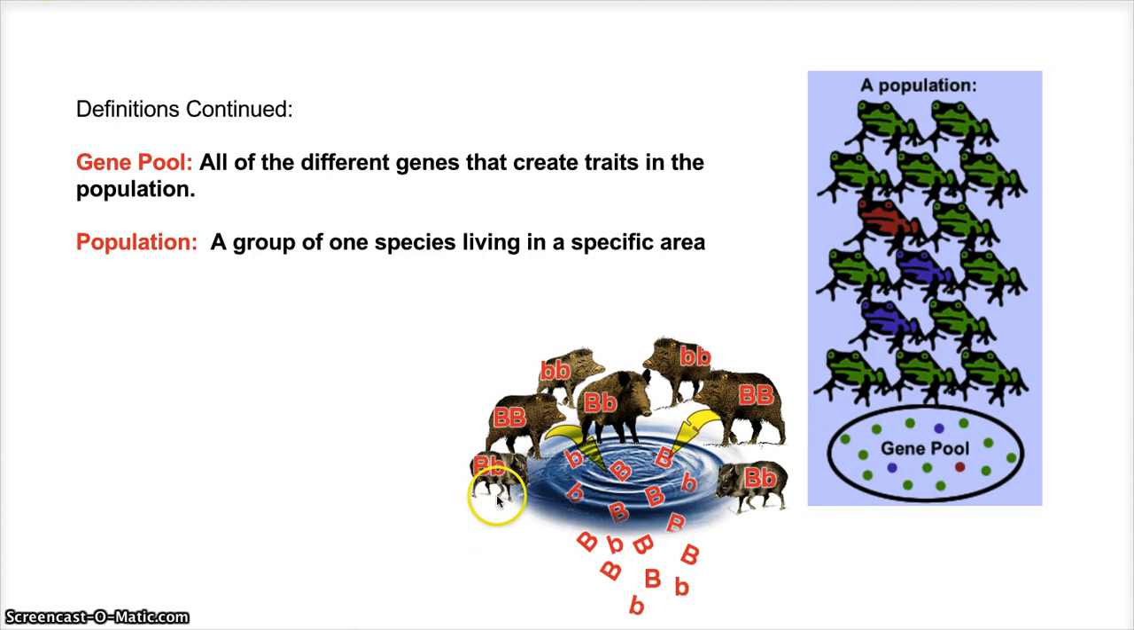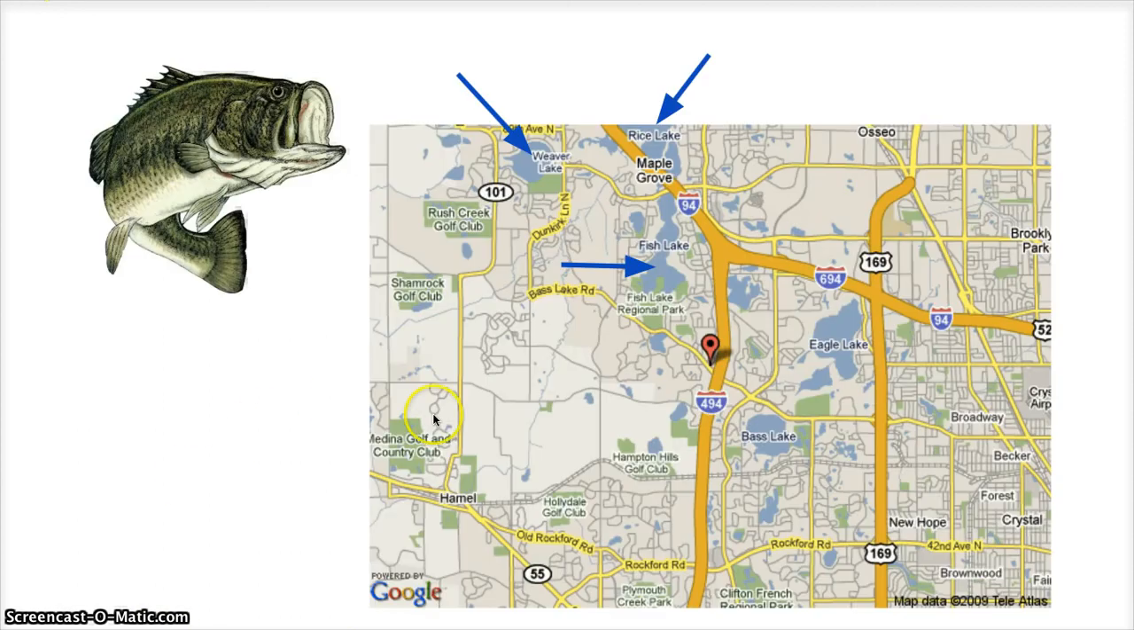So here's an easy example to illustrate that. Since I was talking about fish, here's a map of Osseo up here, Maple Grove, Brooklyn Park, a couple of lakes. Now this is a largemouth bass, a common fish in Minnesota. I have caught largemouth bass in this lake, Weaver Lake here, in Rice Lake, and in Fish Lake. Now, Rice Lake and Fish Lake may be connected at certain times by wetlands, but Weaver Lake is certainly not connected to either of these two. So technically, these three lakes, because most of the time they are disconnected, are three different populations of largemouth bass.